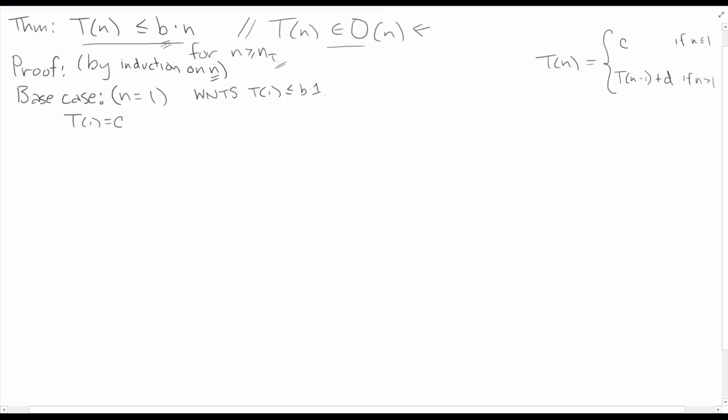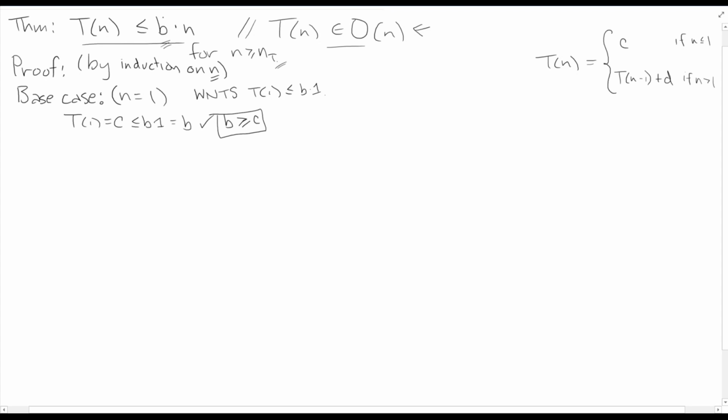Okay, so t of 1 is c, and I need to show it is less than or equal to b times 1, which is itself just b, which means if b is greater than or equal to c, then this condition holds. So usually at this step, I'll say, okay, yeah, I can make that happen as long as I pick a b that's greater than or equal to c.